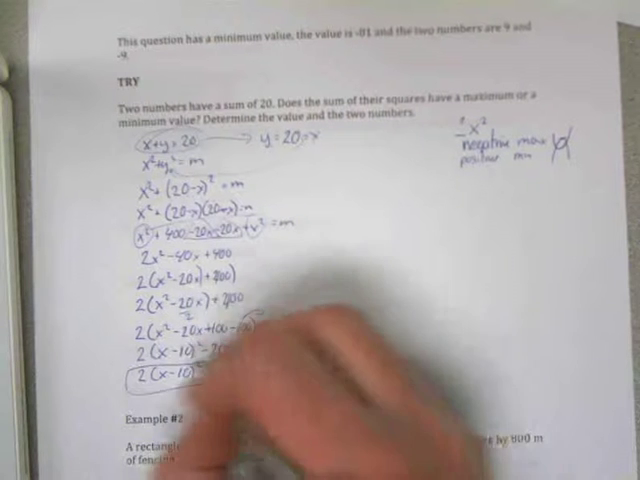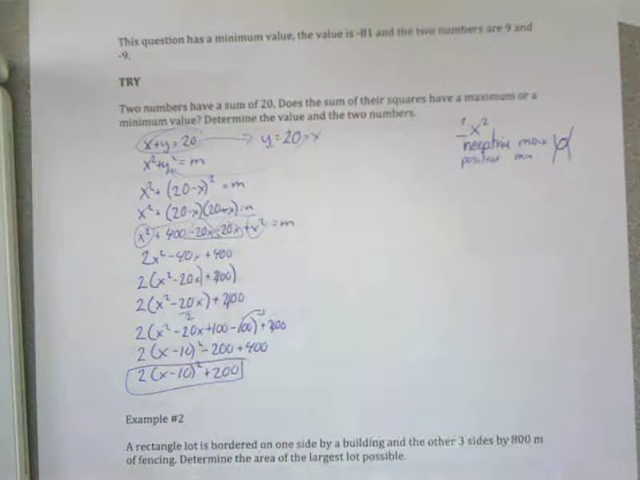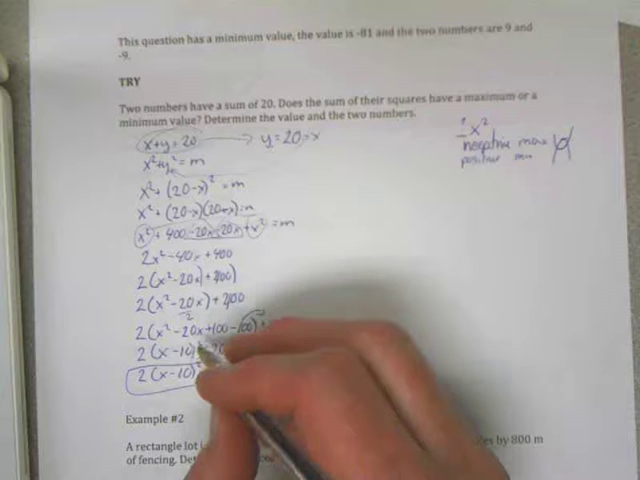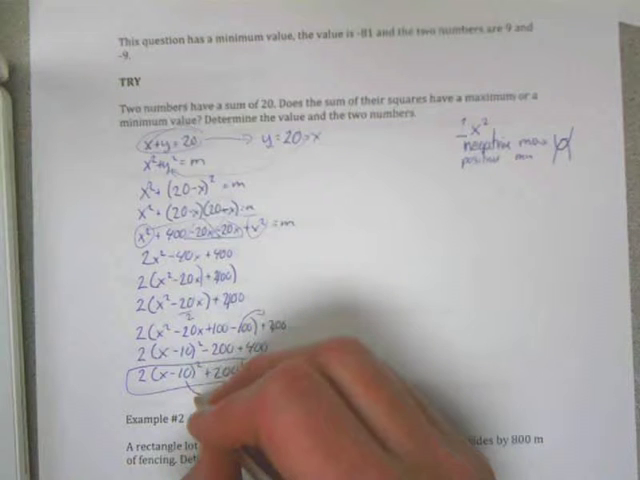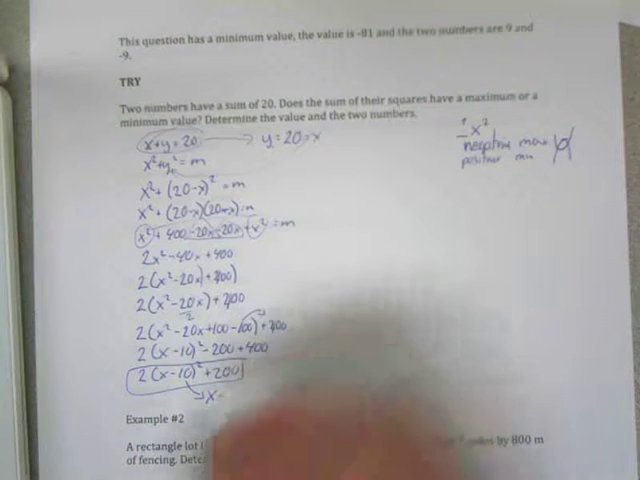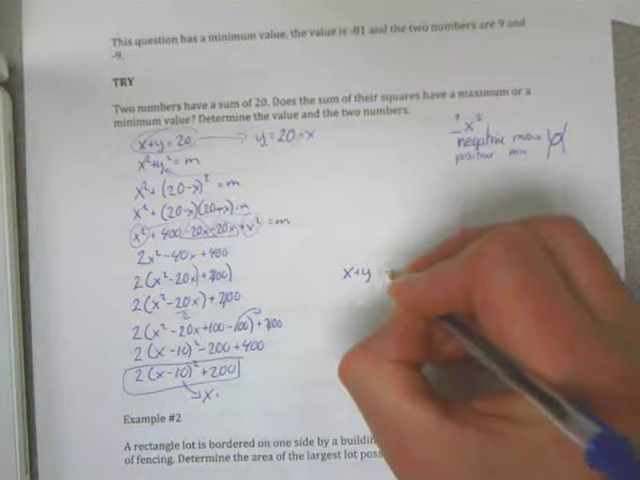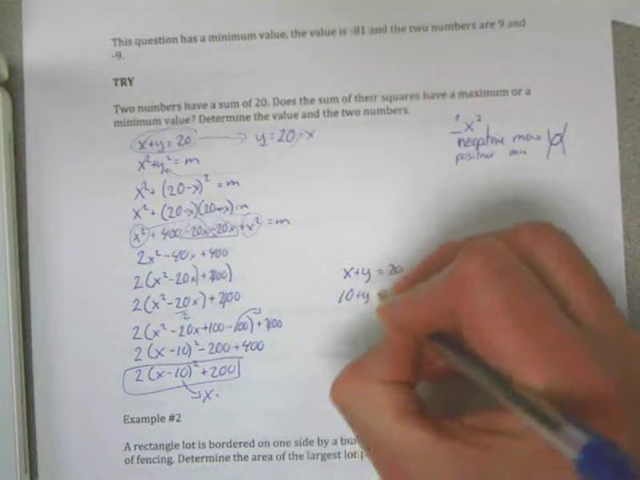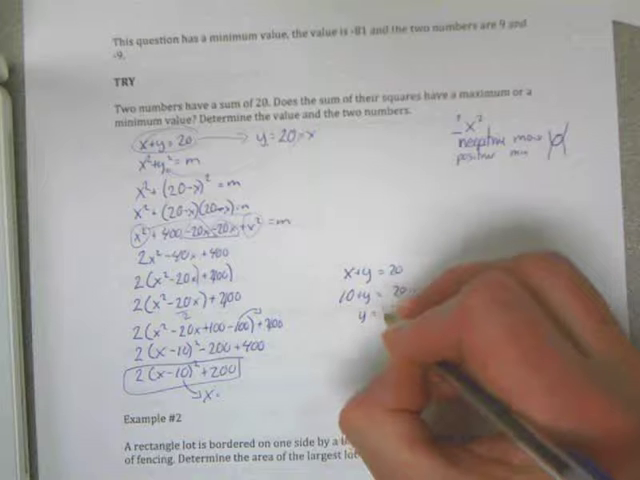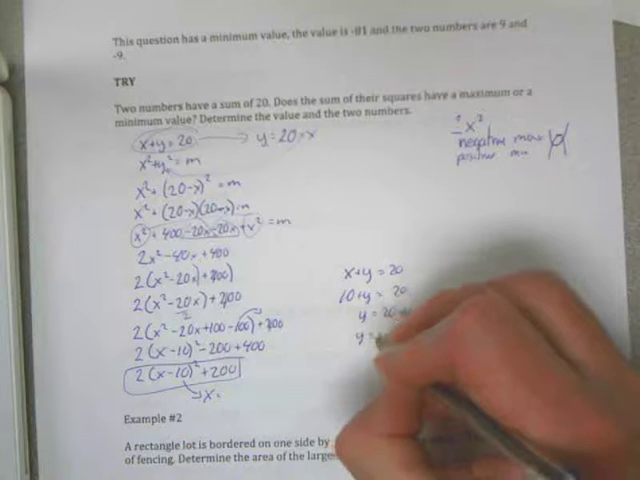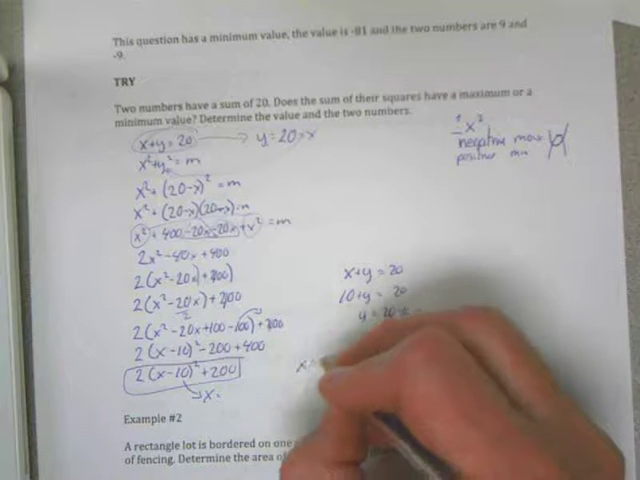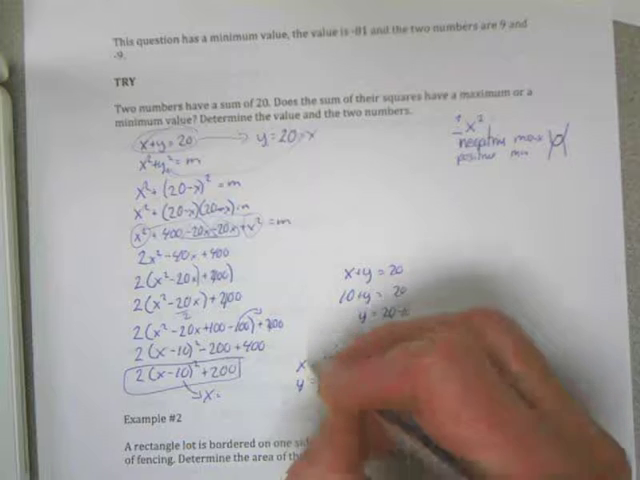So I get 2 times (x minus 10) squared plus 200. So there's my equation. Now, x is equal to 10. That's what x is equal to. So x plus y is equal to 20. 10 plus y is equal to 20. y is equal to 20 minus 10. y is equal to 10. So x is equal to 10, y is equal to 10.